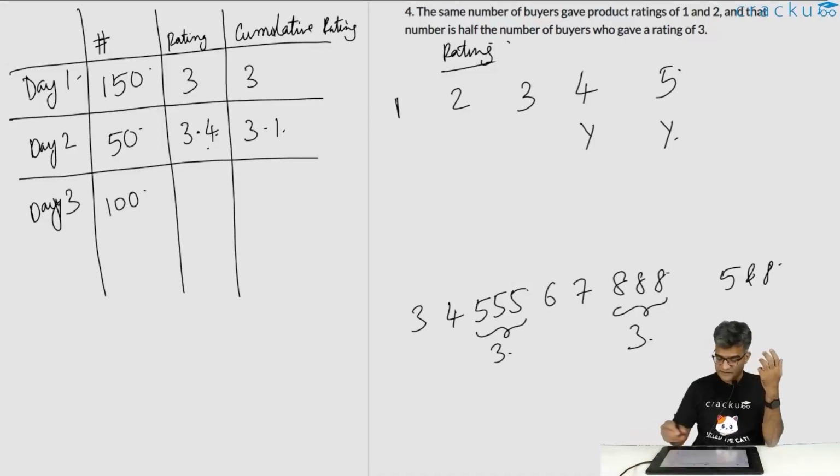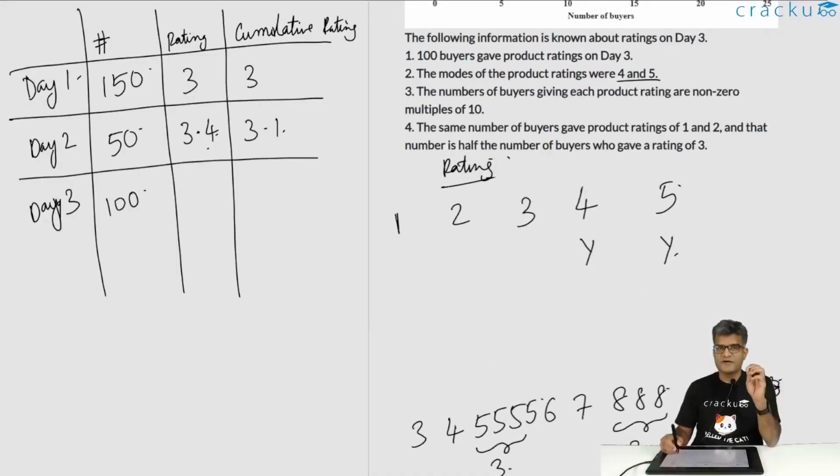Now suppose 5 occurs one more time. Then the mode of this series will be only 5. It won't be 8. Whatever occurs the maximum number of times is called the mode. If there are 2 modes, it would imply that both of them occur the maximum number of times and both of them occur the same number of times. So in this particular case, 4 and 5 occur the maximum number of times and 4 and 5 occur the same number of times. So let us assume that both of them occur Y times each.